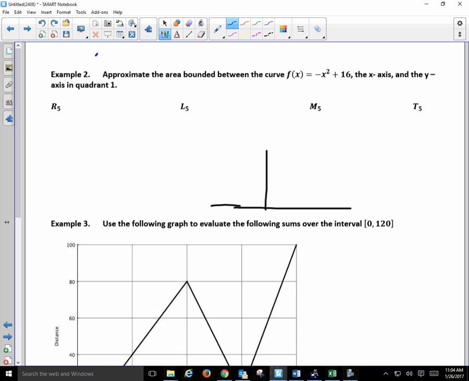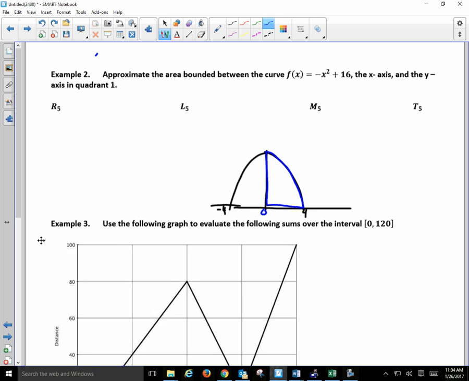What does the graph of -x squared plus 16 look like? Upside down parabola. Where does it cross the x-axis? Very good. -4 and +4 if you factor that and find the x-intercepts. It says that it is bounded between the curve, the x-axis, and the y-axis in the first quadrant. So we're only looking for that portion. 0 to 4. Very good.